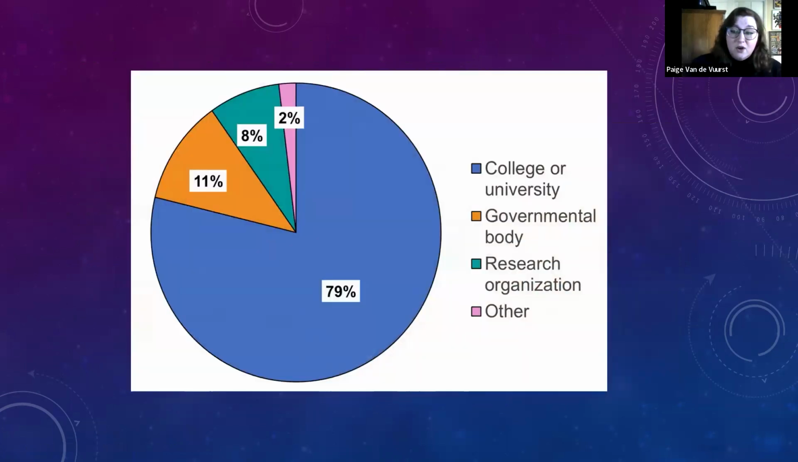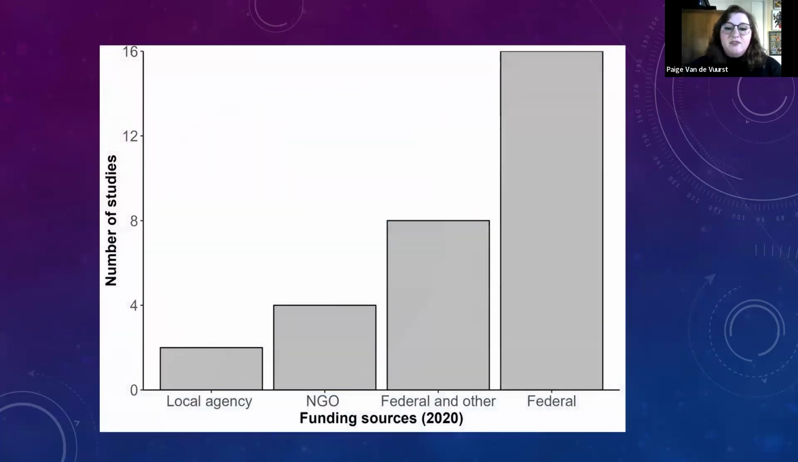We also wanted to see who was doing research during this period, and overwhelmingly, research was conducted by higher education institutions such as colleges or universities, followed by governmental bodies. Independent research organizations or individuals were less well published during this period. And funding for studies conducted in the year 2020 specifically was overwhelmingly funded by federal institutions or governing bodies, or some combination of federal or government funding and other funding sources, followed by non-governmental organizations or local agencies.